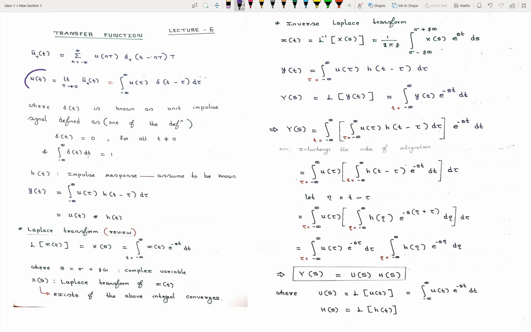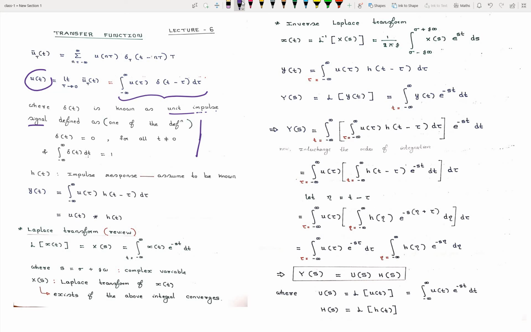We represented input as integral from minus infinity to infinity u(tau) delta(t minus tau) d tau. This is one of the definitions of impulse. This delta(t) is known as the unit impulse signal. One definition is that delta(t) is 0 for all t not equal to 0 and the integral from minus infinity to infinity of delta(t) dt equals 1. These things I have already included in the last class.